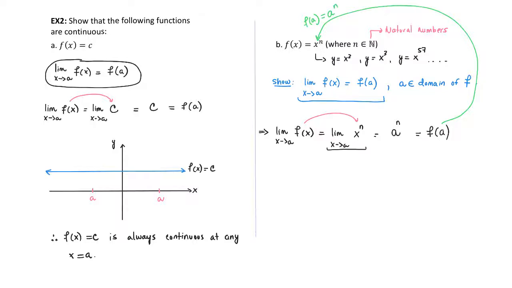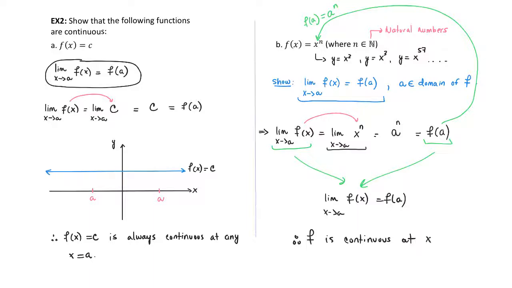So then, when I put this and this together, what is that telling me? This and this together is telling me that the limit as x approaches a of f of x is equal to f of a. Therefore, f is continuous at x equals a. So every time that you have power functions like this, x to the n, you know that these functions are always continuous at every value in their domain. A can be any value in the domain of these functions.